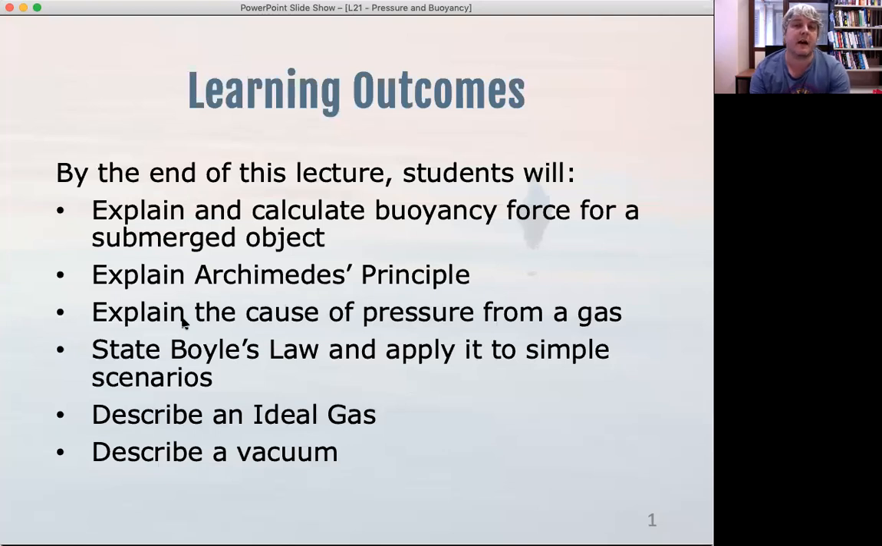So the goals are: explain and calculate the buoyancy force for a submerged object, explain Archimedes' principle, explain the cause of pressure from a gas, state Boyle's law and apply it to simple scenarios, describe an ideal gas, and describe a vacuum. As we saw with the previous lesson, we're not going to get into too many formulas or calculations. There will be a few formulas, but a lot of what we're going to be doing is talking about things qualitatively, so understanding systems and ideas and how things behave, but we're not necessarily going to put mathematics onto all of them.